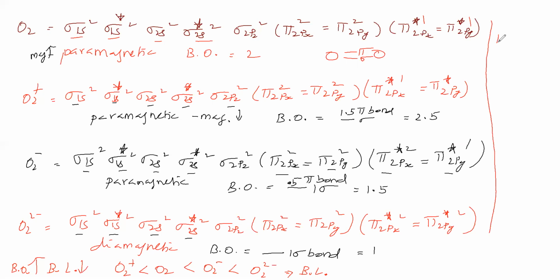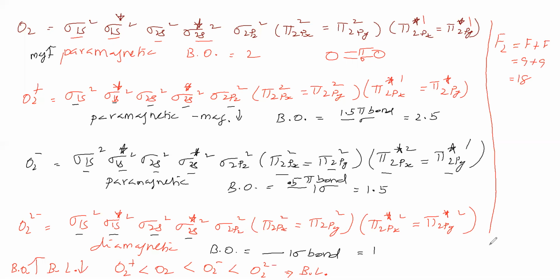Next we will take the F2 molecule. F2 molecule contains 2 fluorine atoms. Fluorine atomic number is 9, therefore total number of electrons is 18. O2 2 minus is also having 18 electrons. This is the molecular orbital configuration for F2. Therefore, bond order is 1, unpaired electrons are 0, therefore diamagnetic. This is for F2.